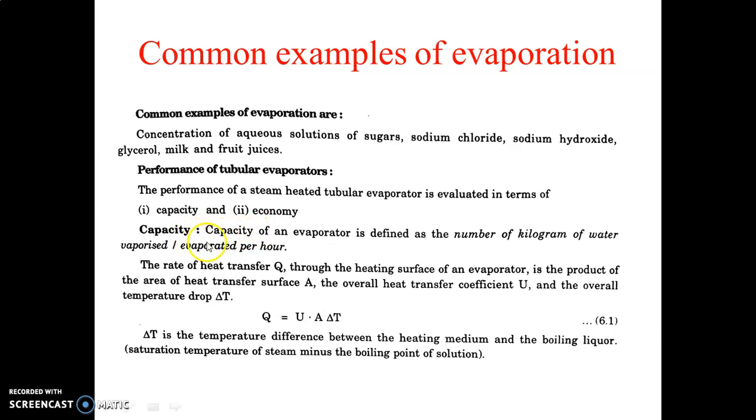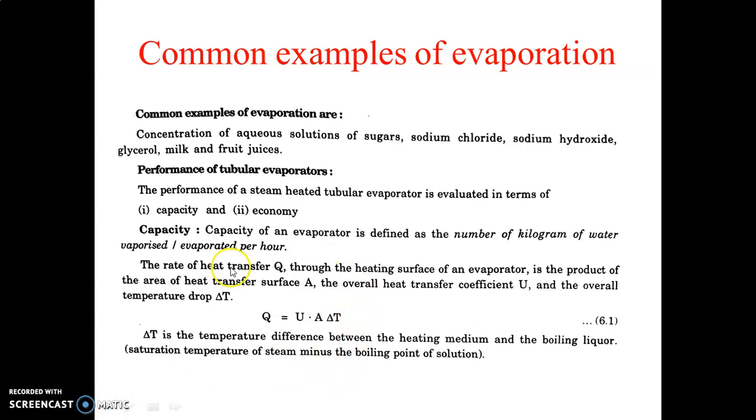Here the definition of capacity is given as the number of kilograms of water vaporized or evaporated per hour. So how many kilograms of water are evaporated per hour in that evaporator is called capacity.